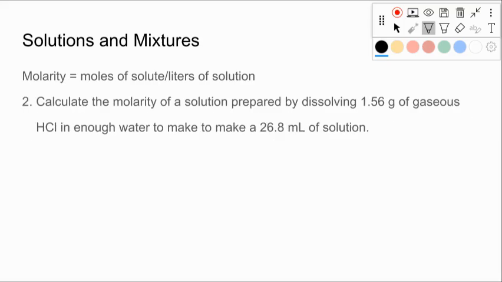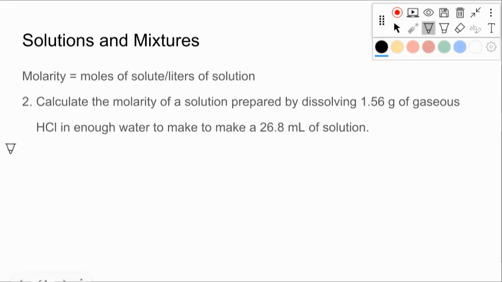Next one says calculate the molarity of a solution prepared by dissolving 1.56 grams of gaseous HCl in enough water to make 26.8 milliliters of solution. So the problem with this one is I don't have anything in the right unit, so I've got to convert everything to the right unit first.